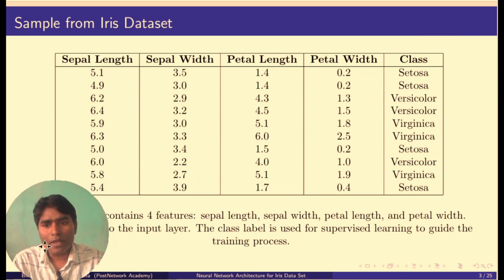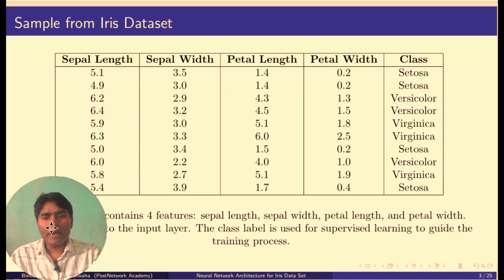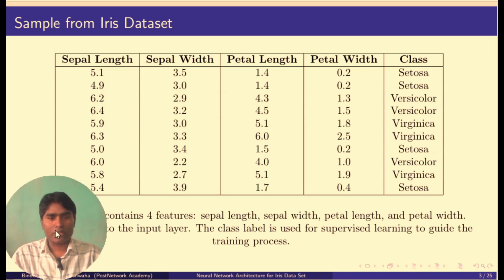So basically, you can see that we have taken the Iris dataset, in which there are four features: sepal length, sepal width, petal length and petal width. It is from flowers, and there are three classes: Setosa, Versicolor and Virginica. If you are in the field of machine learning, you must be aware of this dataset, and for this dataset, I am going to construct a neural network using PyTorch.